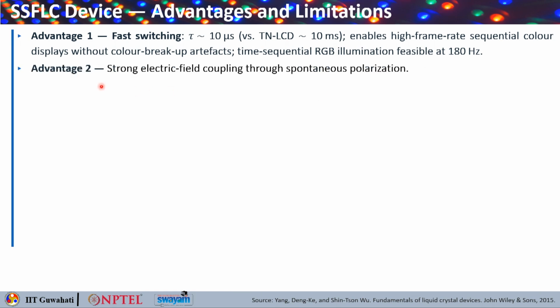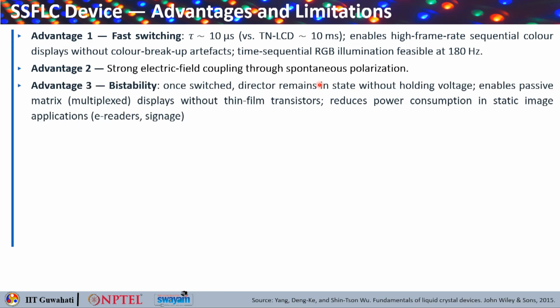The second advantage is the strong electric field coupling through spontaneous polarization. The third advantage is bistability. Once switched, the director basically remains in state without holding voltage. This enables passive matrix, that is multiplexed kind of displays without thin film transistors. This allows you to reduce the power consumption in static image applications, something like e-readers and signage.